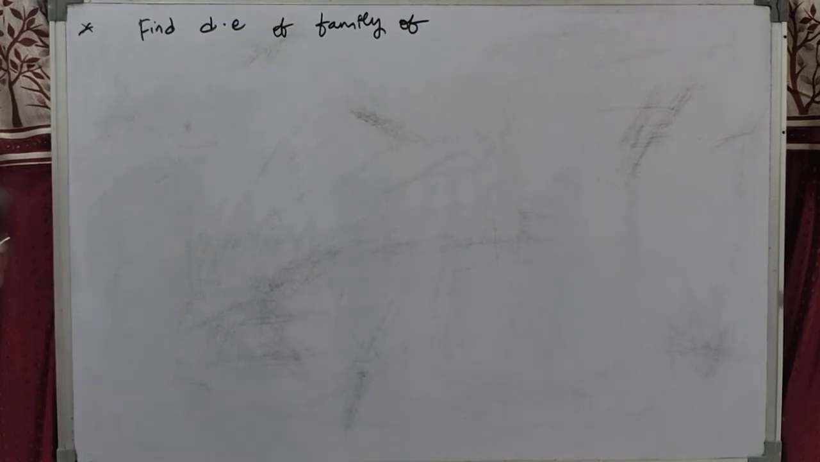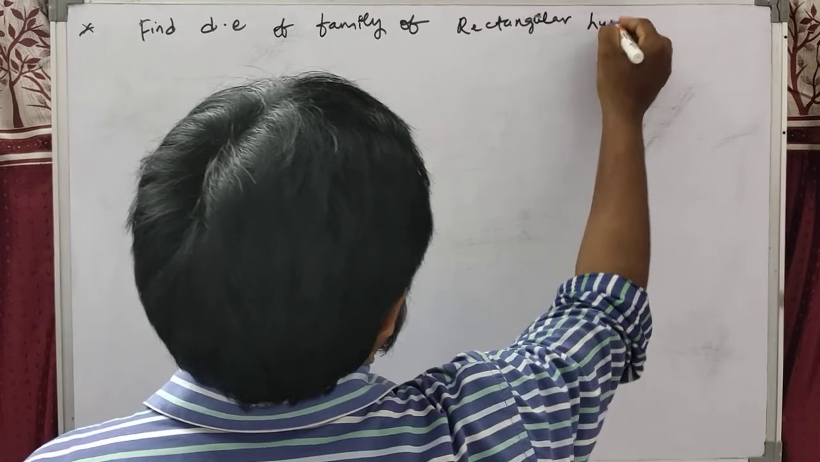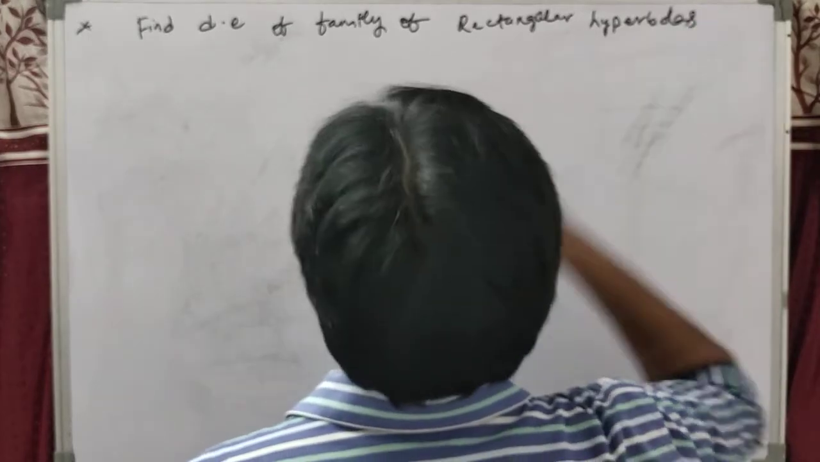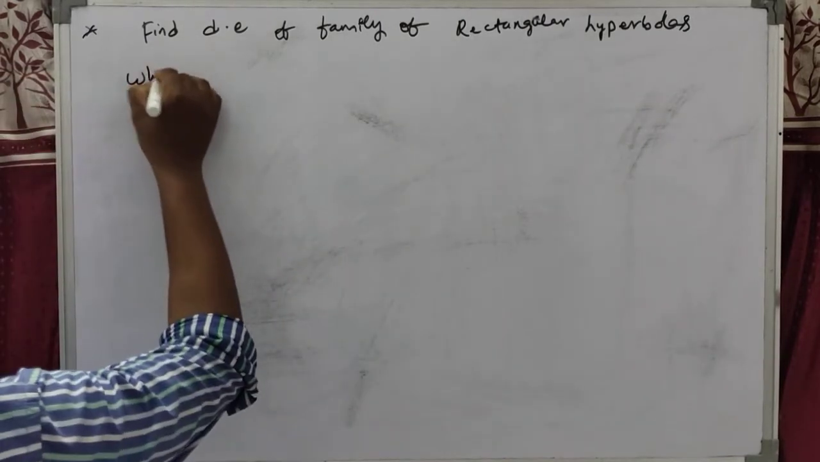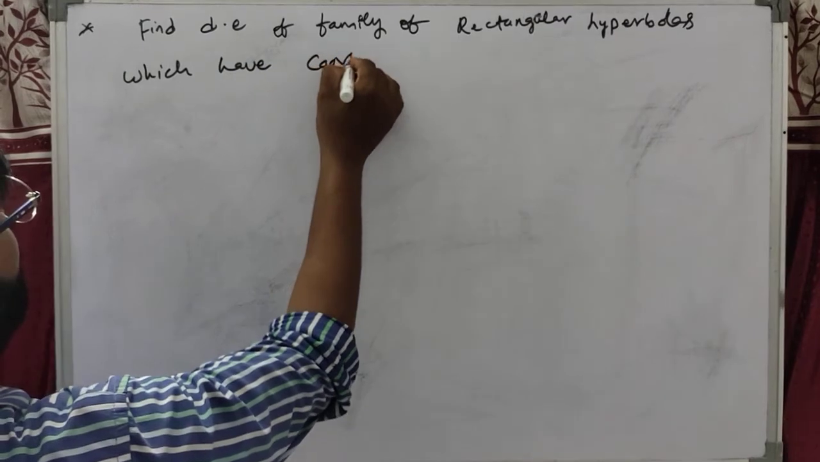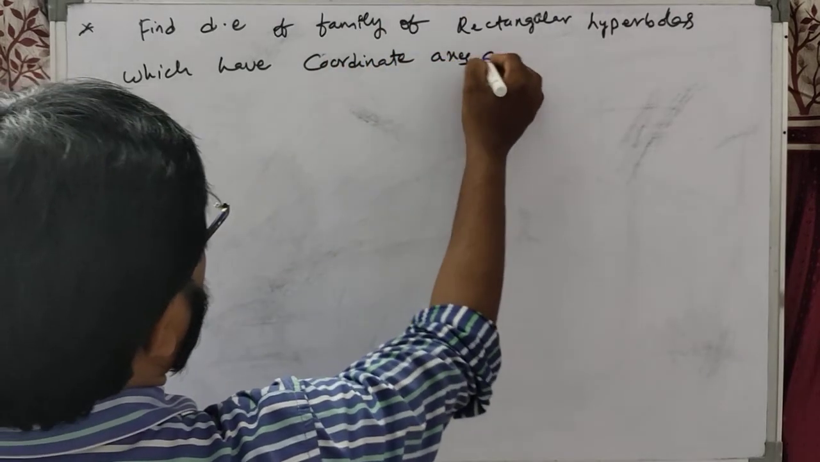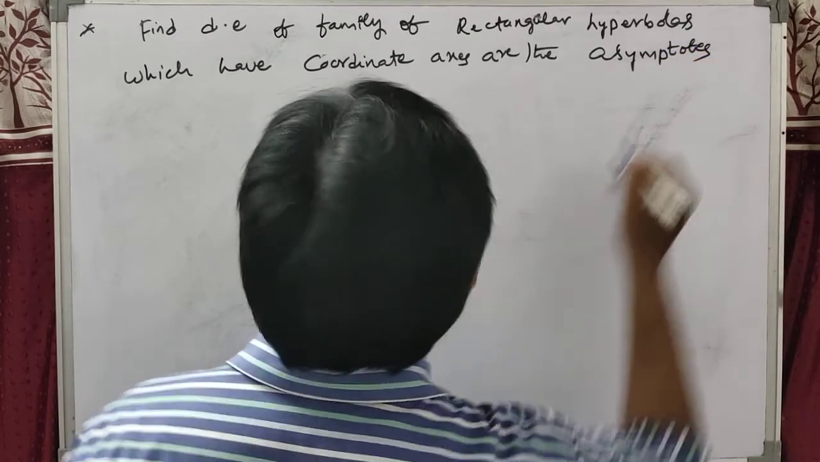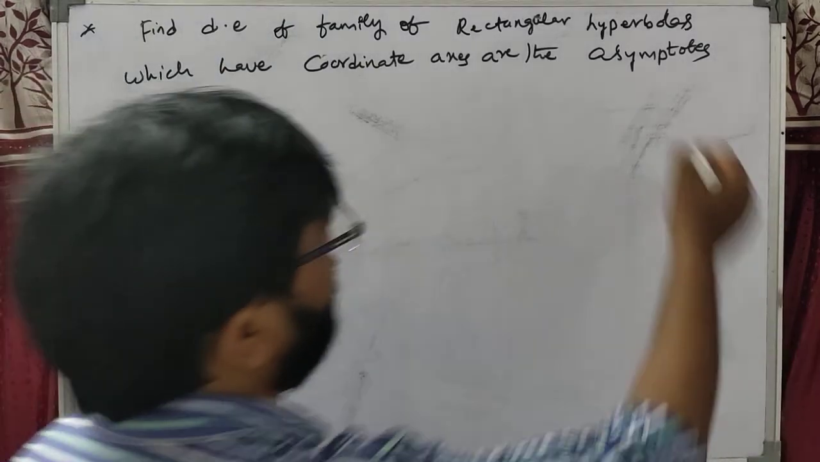Find the differential equation of the family of rectangular hyperbolas which have the coordinate axes as asymptotes. Dear students, find the differential equation of the rectangular hyperbola which have the coordinate axes as the asymptotes.